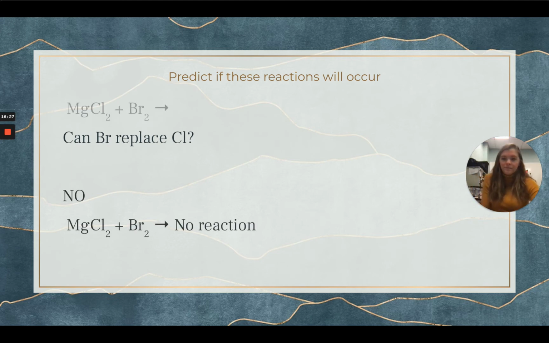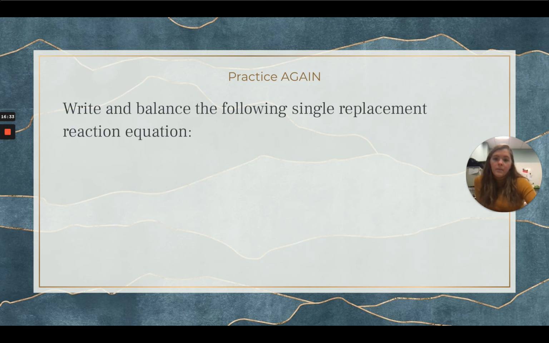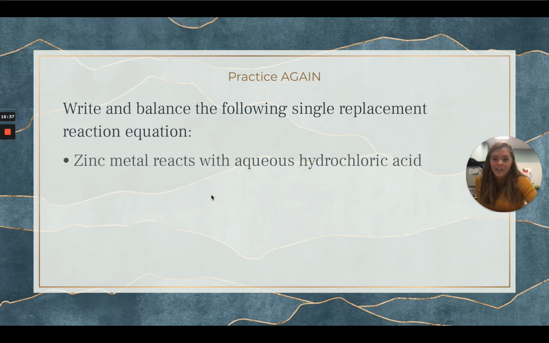So try that out again. Another one. I want you to write and balance the following single replacement reaction equation. So try out this one. So we're given words this time and you have to make the whole formula. So zinc metal is reacting with aqueous hydrochloric acid. So first write both of your reactants, and I want you to go ahead and figure out, is this reaction going to occur, and if it can, go ahead and balance your reaction.